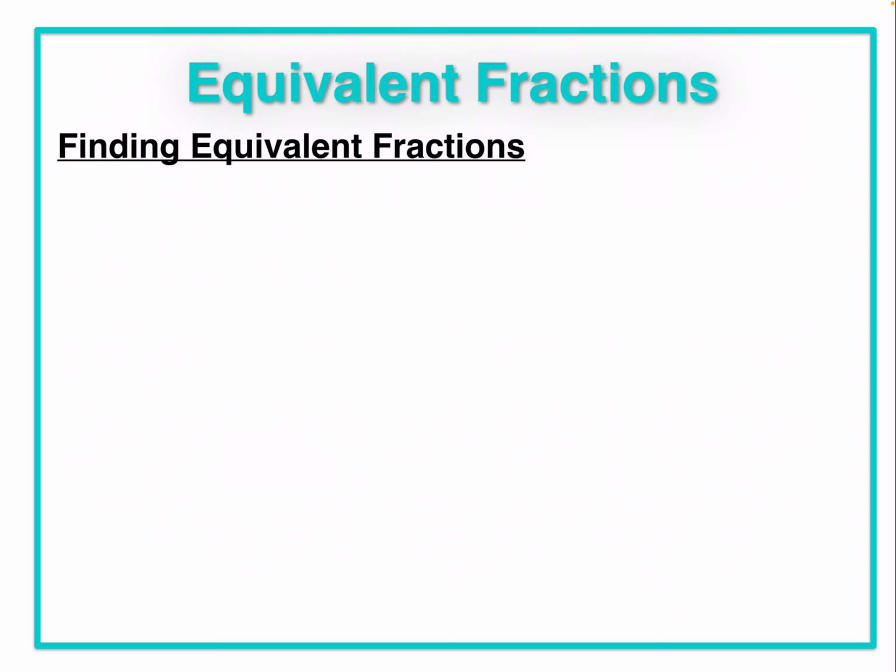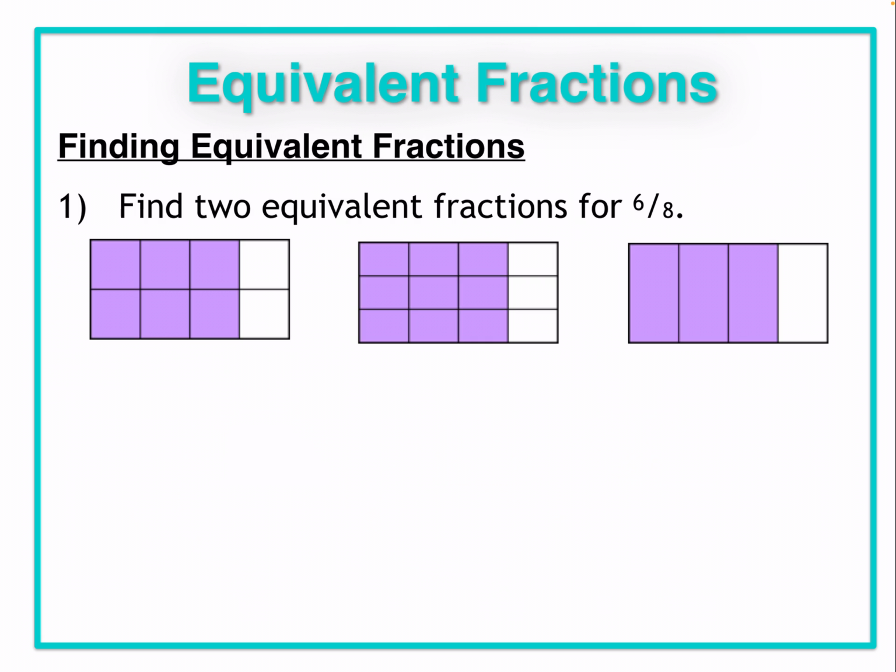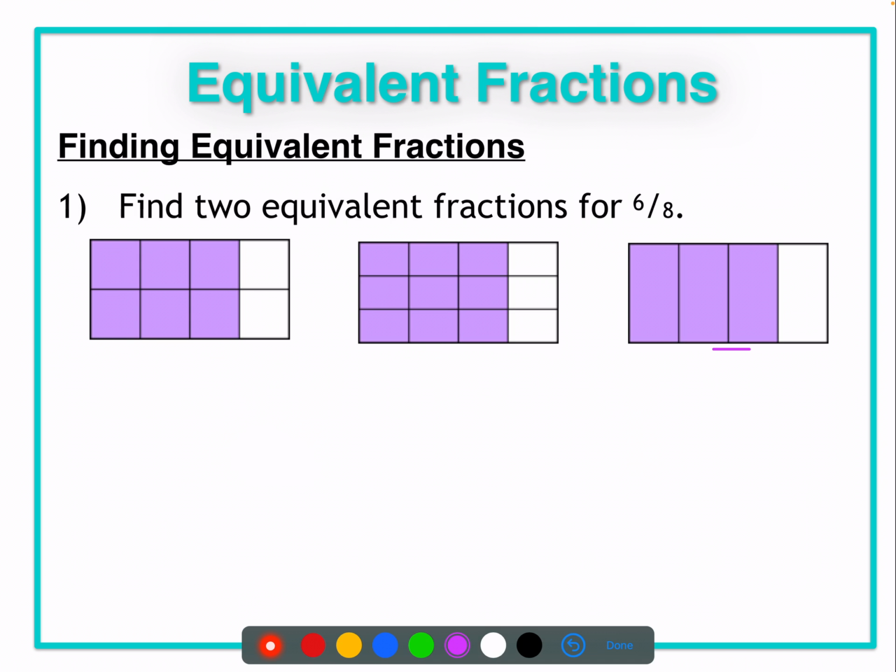Finding equivalent fractions. Find two equivalent fractions for 6/8. In the first drawing we have 6/8 shaded, and then we divide it. The simplest form is 3/4, which is the last figure, and then if you multiply 3/4 times 3, you will get 9/12. So 9/12 is also an equivalent fraction of 6/8.